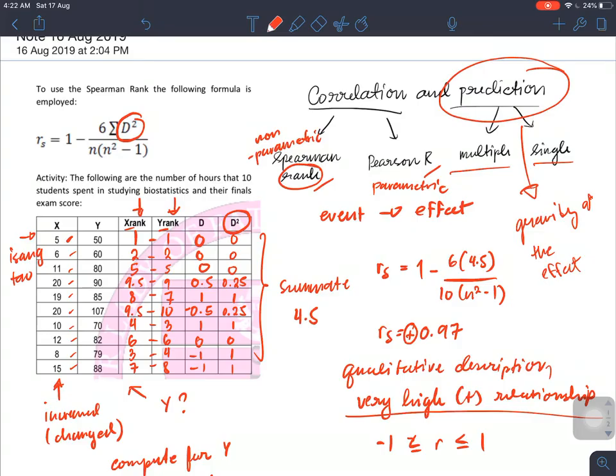Okay, that would be all for our last topic for the midterms. I hope you learned something, or I hope that this lecture has helped you in computing for the chi-square and the correlation.